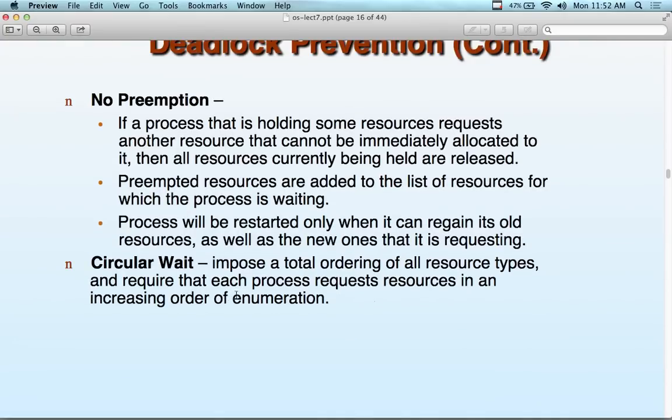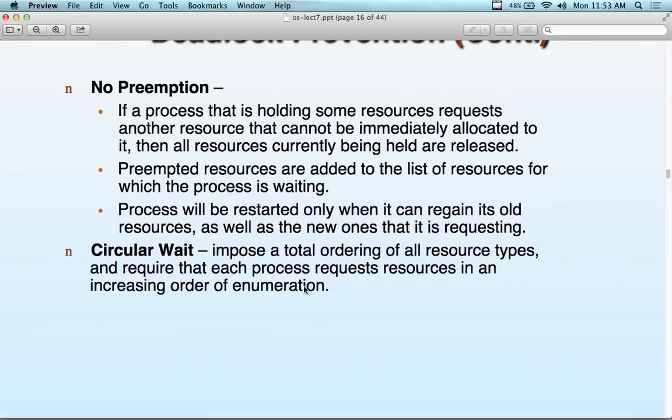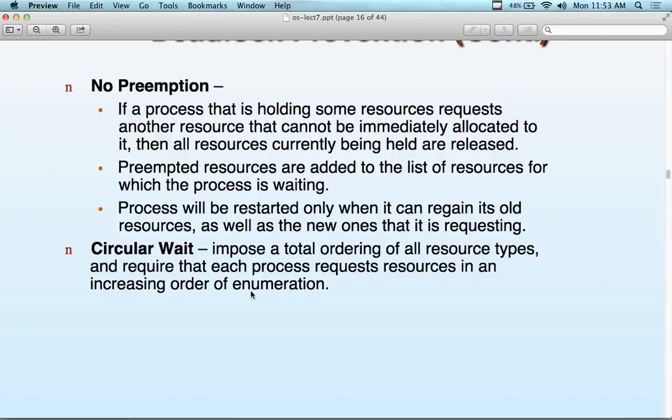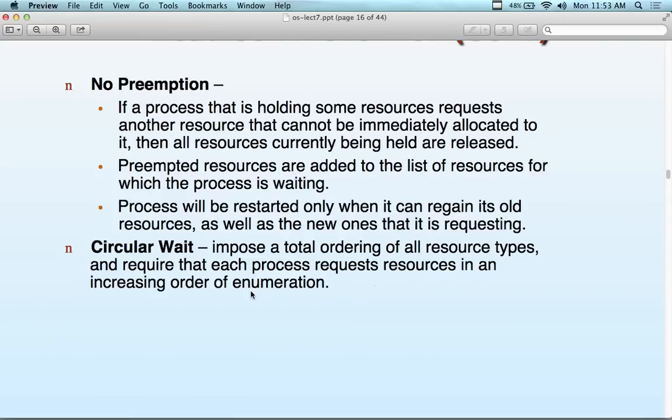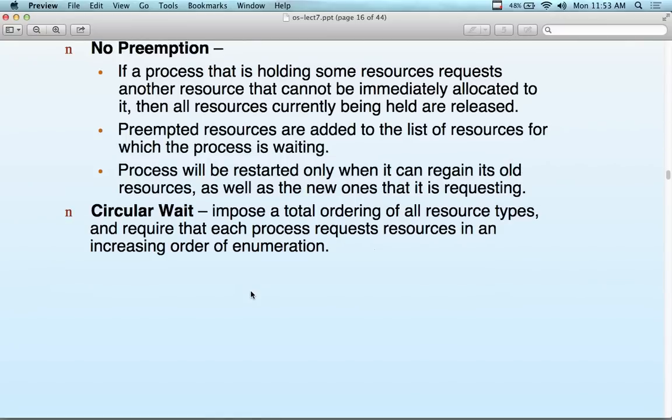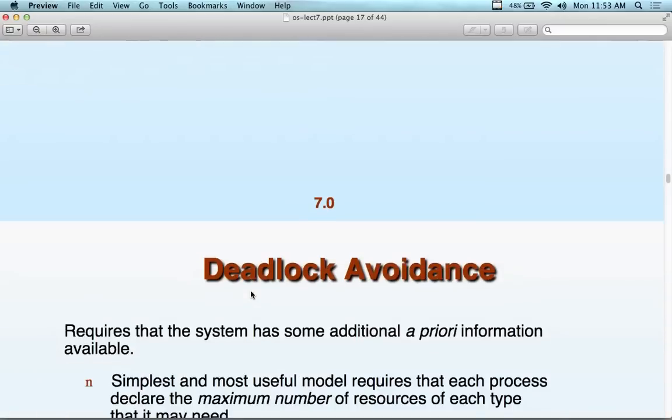In terms of the circular wait, you're going to impose a total ordering on all the process types and require that each process request resources in an increasing order of enumeration. So you're going to put an order on the processes to prevent the circular wait, so you're not going back and forth. If the order is there, you hold on to the order and only allow the ordered processes to execute, and then you basically avoid the circular issue. So one is not waiting for the other. It would be impossible. The wait is not going to occur that way.